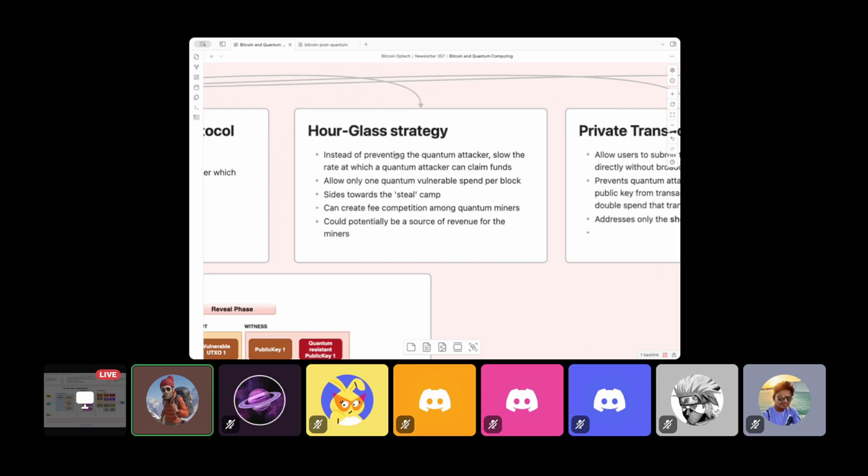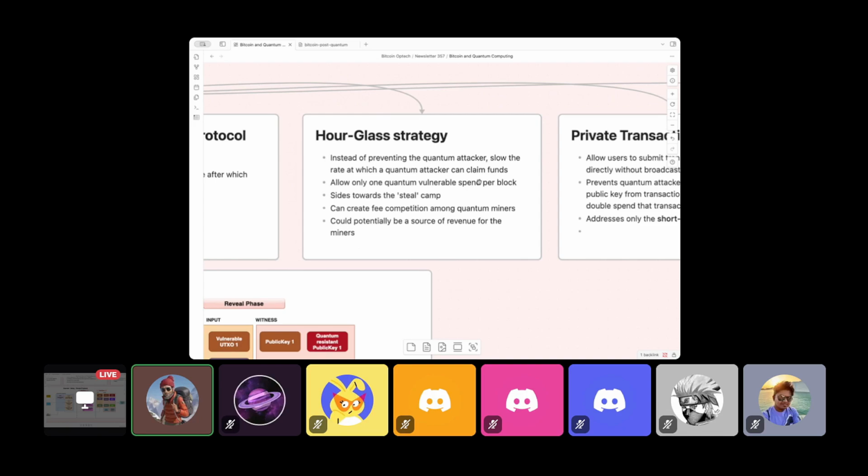Then you have this R-glass strategy. This is used to protect attackers from stealing your transaction that has been broadcasted and that lives in the mempool. So a quantum attacker can scan mempools, and they can claim the mempool's transaction. In order to prevent that, sorry, that one was for the private transaction. So the R-glass strategy, sorry about that.